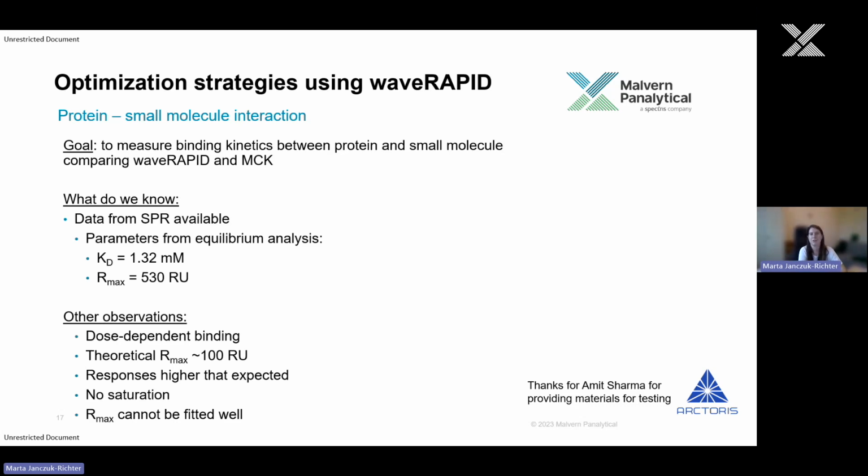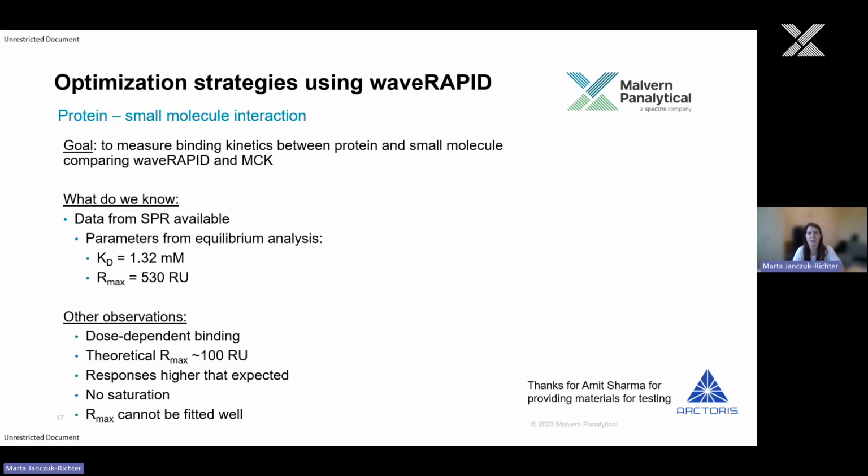So the goal was to measure binding kinetics between protein and small molecule, and to compare also waveRAPID and traditional multicycle kinetics. What we know about this binding at the beginning is that there is some data from SPR available, and it's suggesting that the affinity is very weak. So there is dose-dependent binding, but it seems like the interaction is very, very weak.